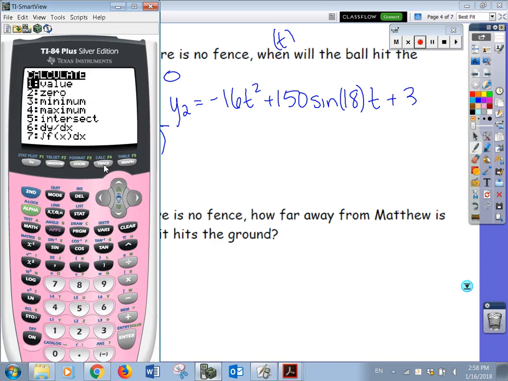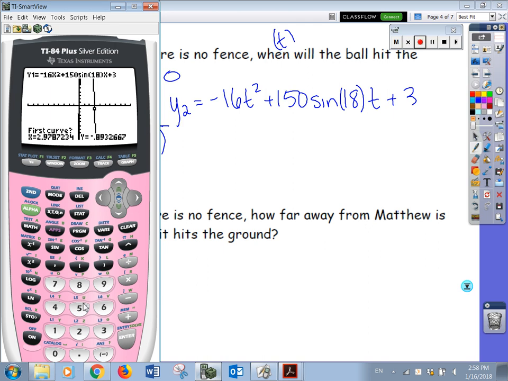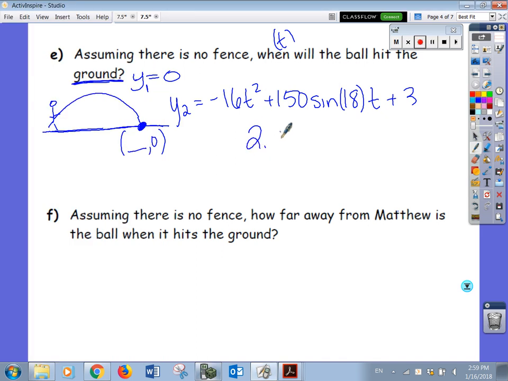So second trace, 5, go over to where the cursor is closer to the one on the right, because there's going to be two values. We don't care about the negative one, we only care about the positive one. Enter, enter, enter. And there you get your intersection. So your answer is 2.96 seconds. So that's how long it took. All right, so 2.96 seconds in order for it to hit the ground.